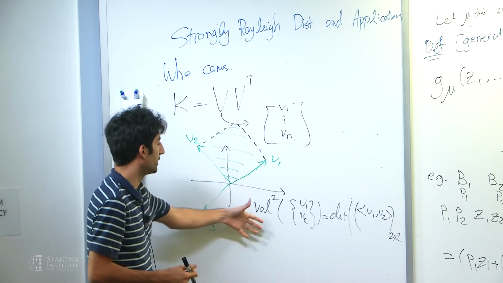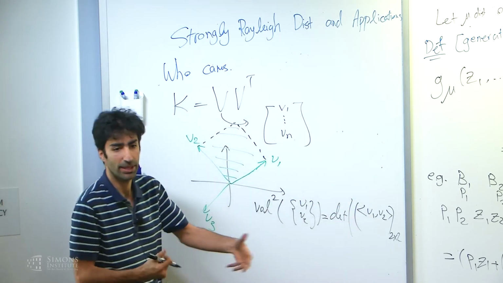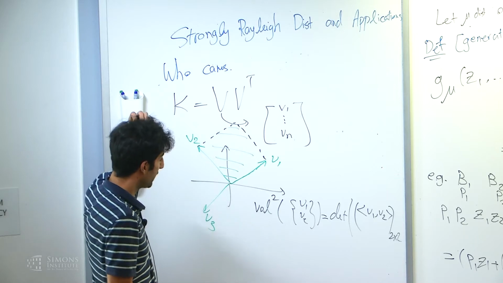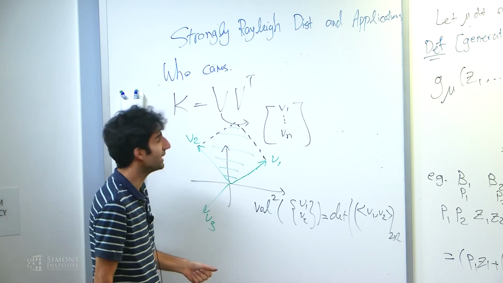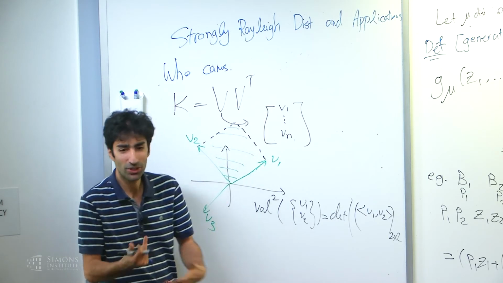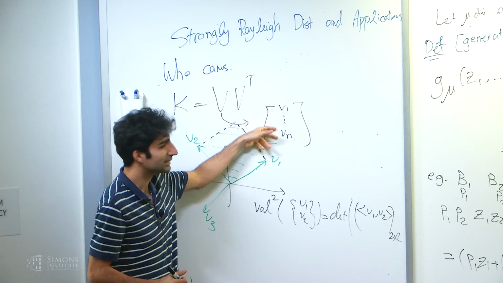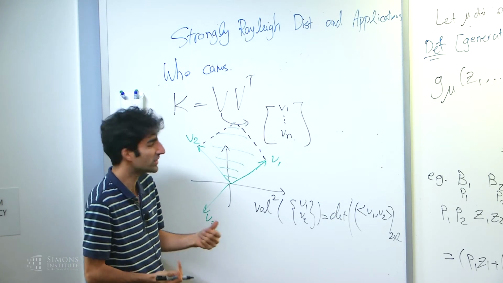And more generally, if you have k vectors, the volume squared is exactly the determinant of this k by k matrix. You get the k by k inner product matrix. Okay? Okay, so that's another way to look at it. Now, what does it say about who cares? So the thing is, now suppose you are in some practical setting. These vectors represent some documents, like feature vectors of documents, web pages, and so on.